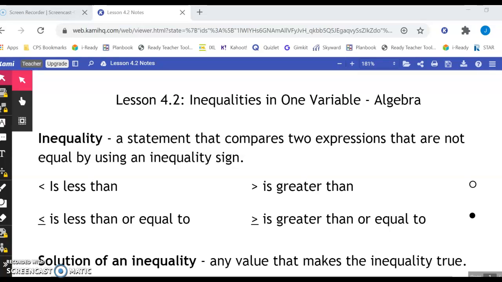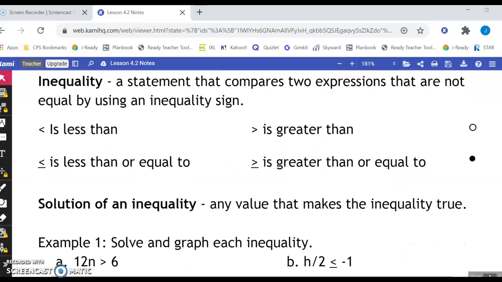Section 4.2, we are moving on to inequalities in one variable. An inequality is a statement that compares two expressions that are not equal by using an inequality sign. So down here I wrote the 4 different inequality symbols and what they mean. Notice if they're underlined, that adds "or equal to" to the inequality. So that means if it has the underline, it could be that answer.